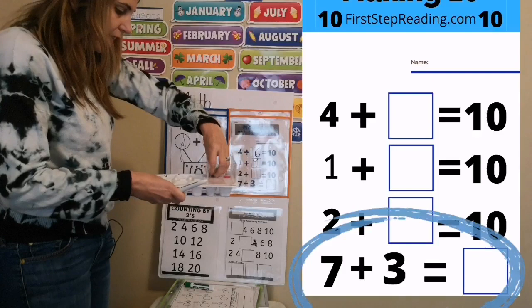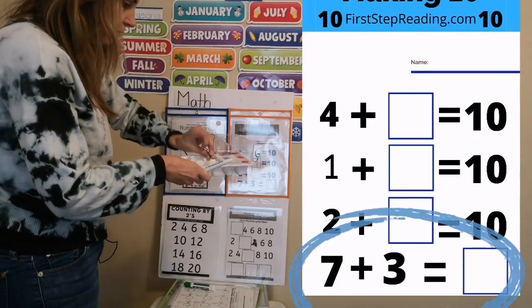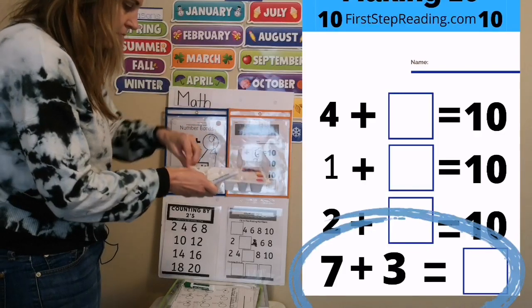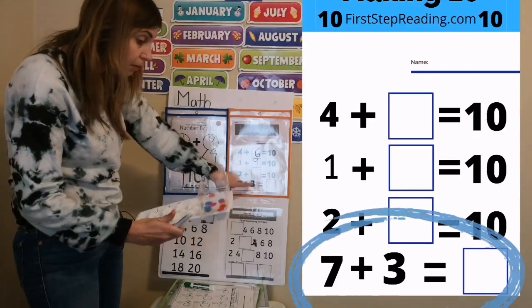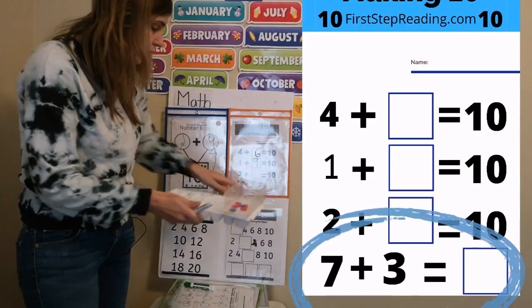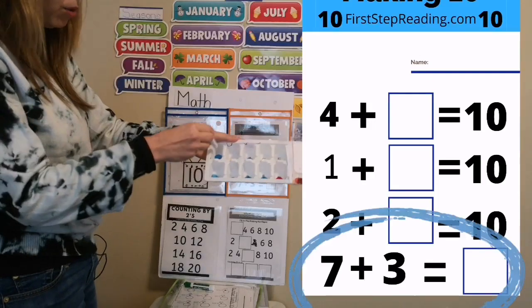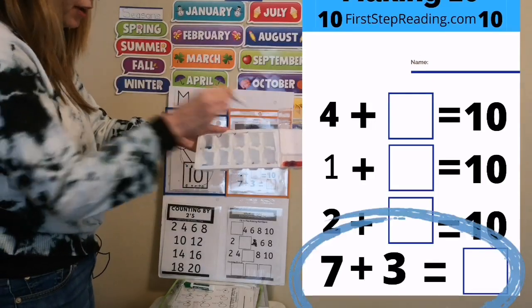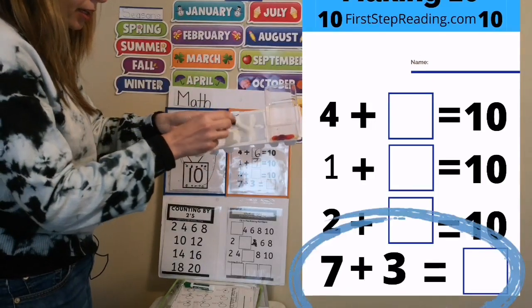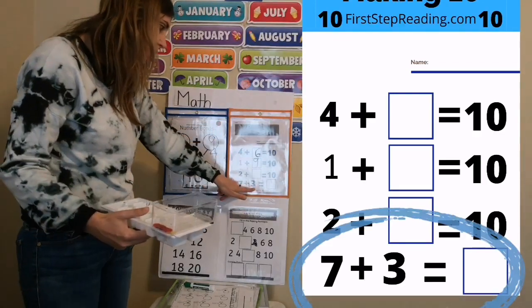So that means 7, 1, 2, 3, 4, 5, 6, 7, plus 3 more. 1, 2, 3. And they want to know how many all together. So you count 1, 2, 3, 4, 5, 6, 7, 8, 9, 10. All together. Because addition means all together.